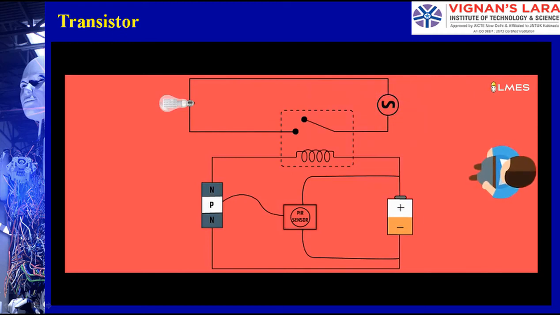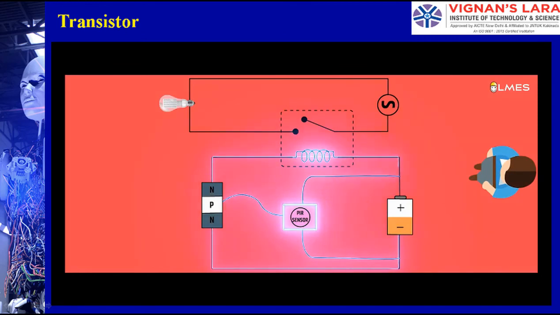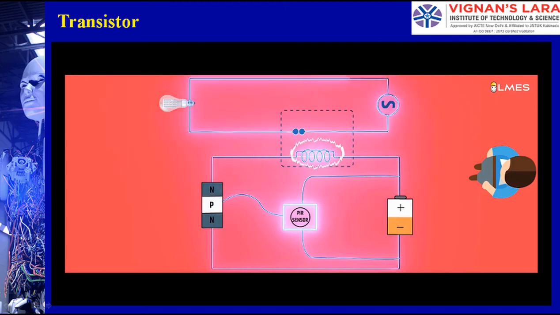Now, when a person enters the room, the infrared sensor will sense and send the output to the transistor. Now, this transistor will act as a switch and close the circuit to activate the relay to turn on the bulb, which is in the other circuit at the top. So that is how a very simple bulb can be turned on.